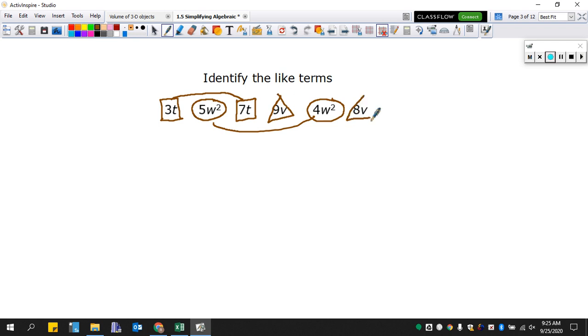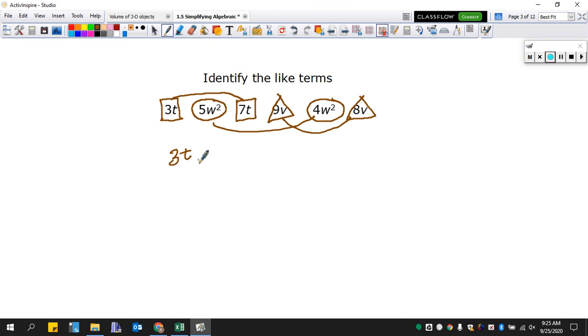You can use whatever shapes you want to differentiate between the two. So I have a 9V and an 8V. They'll both have the V variable.